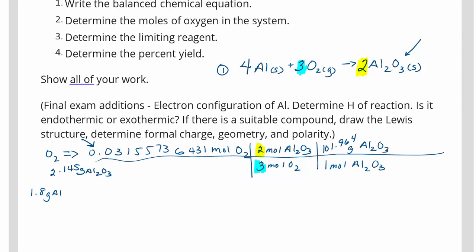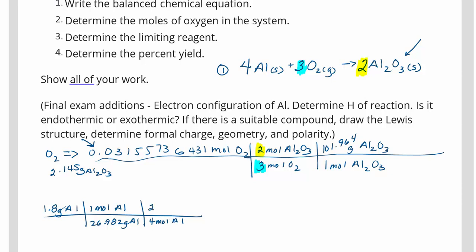Now from the aluminum, I'm just going to move this down slightly. I start with 1.8 grams of aluminum. That's what I was given in my problem. 1 mole of aluminum has a mass of 26.982 grams. So my grams cancel, I'm left with moles. Now I need to use that stoichiometry that's found in the balanced chemical equation. 4 moles of aluminum are required to make 2 moles of aluminum oxide. And then we use the molar mass again, so 101.964 grams of aluminum oxide for every 1 mole of aluminum oxide.